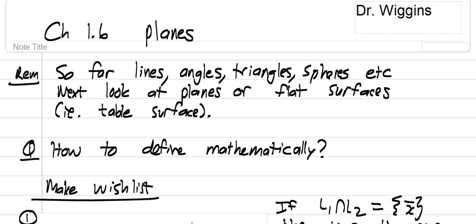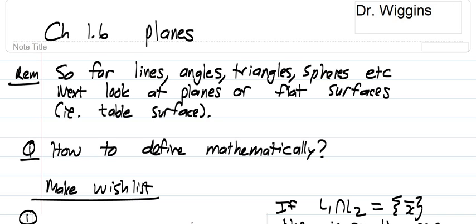Planes or flat surfaces are everywhere. If you look at the surface of a table, that is a flat surface. Now the big question is, how can we define this mathematically? If we are in 3D, we want a plane to be a subset of 3D with some properties.